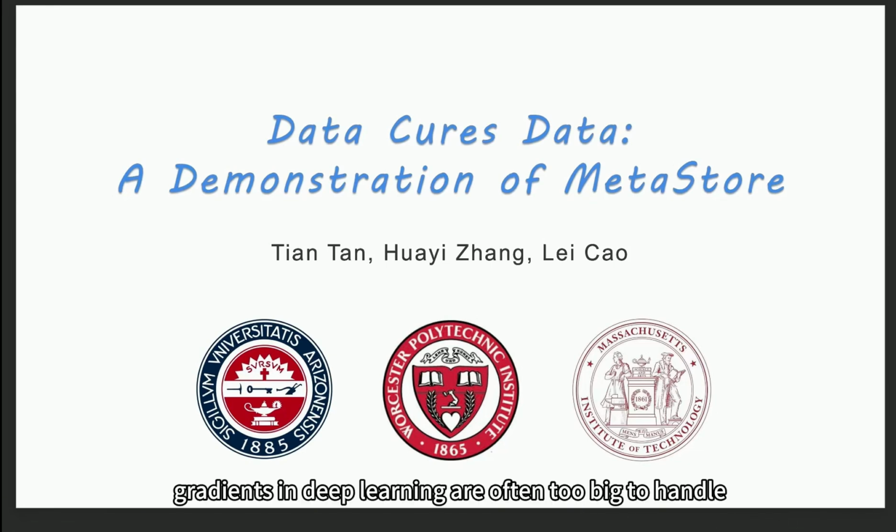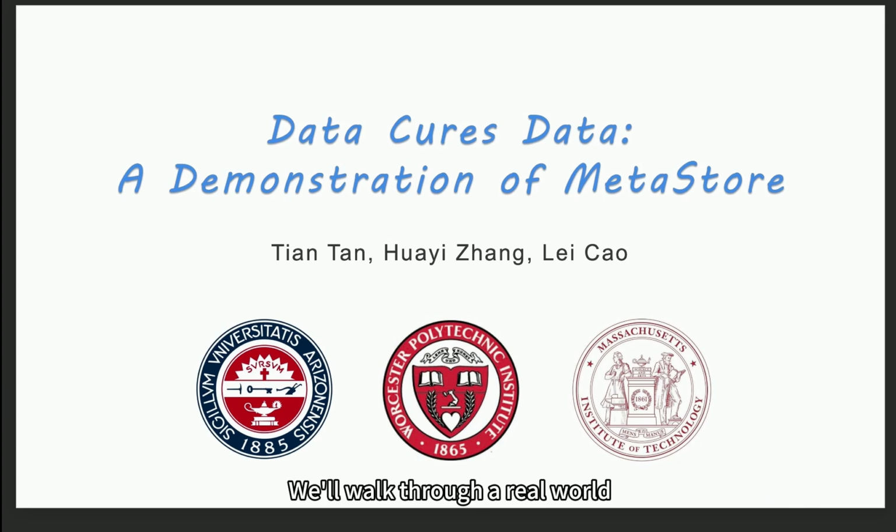Gradients in deep learning are often too big to handle efficiently. In this video we introduce MetaStore, which makes gradient analysis practical and efficient. We'll walk through a real-world mislabel detection task to show how it optimizes gradient storage and computation.